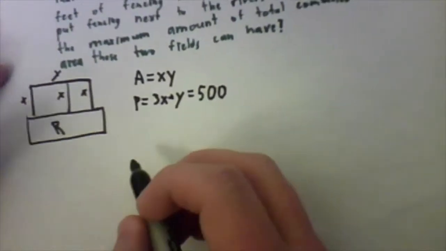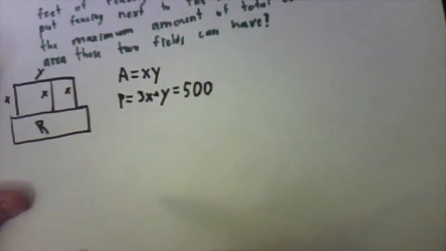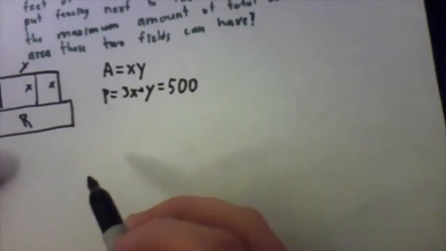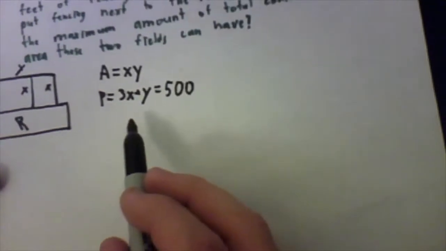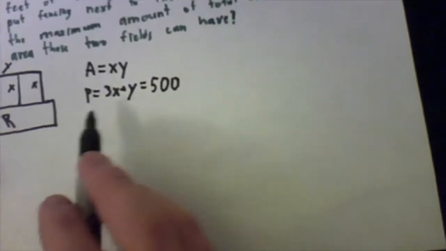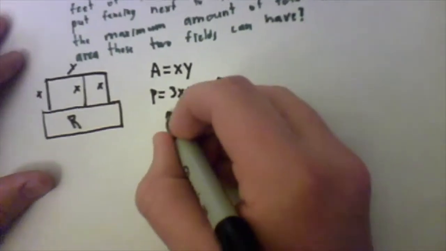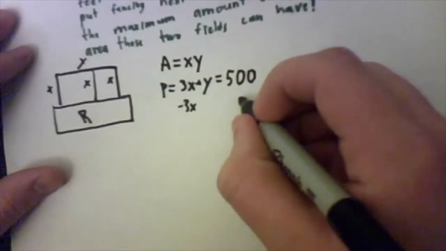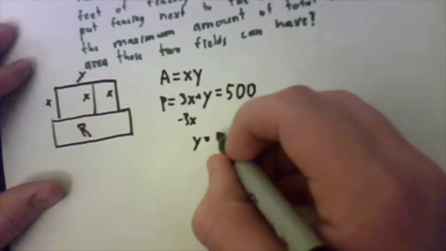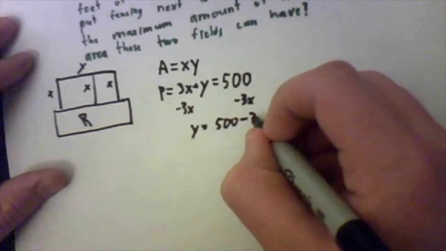So now, to get going in this, if you notice, we have x and y. We can't really solve it with two variables. So we want to reduce the amount of variables. So we can do that by putting one variable in terms of another. So let's take perimeter, because we know what that is equal to, and try to put it in terms of another. So I'll subtract 3x on both sides, and I'm left with y equals 500 minus 3x.